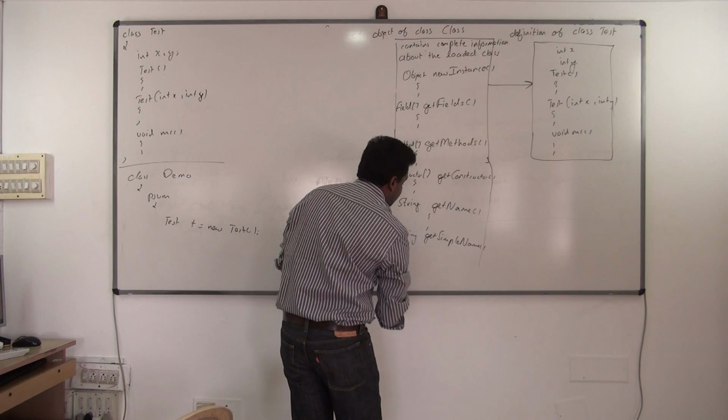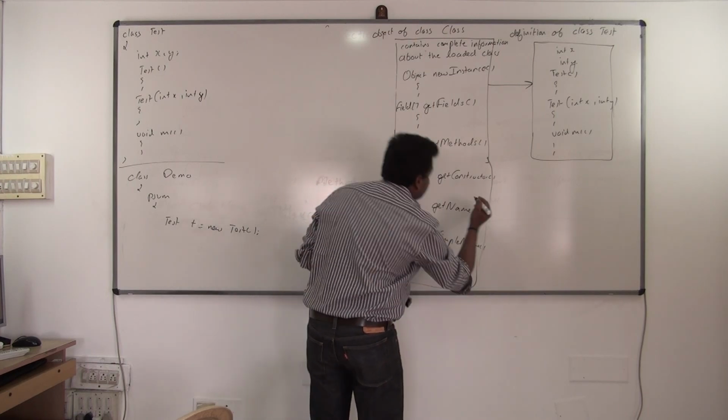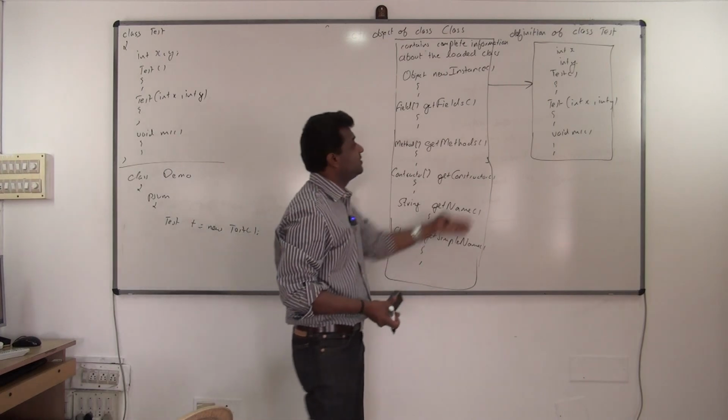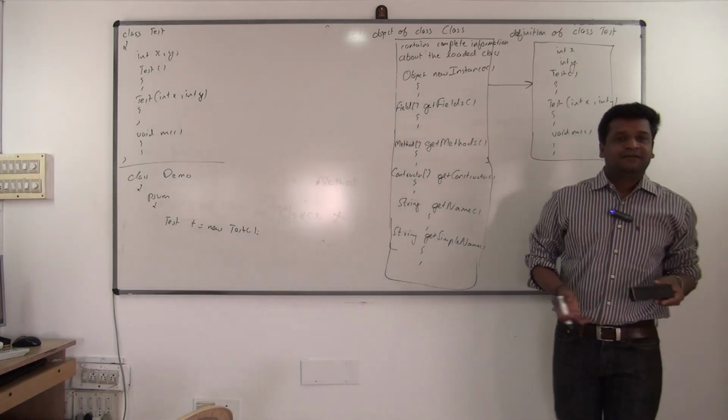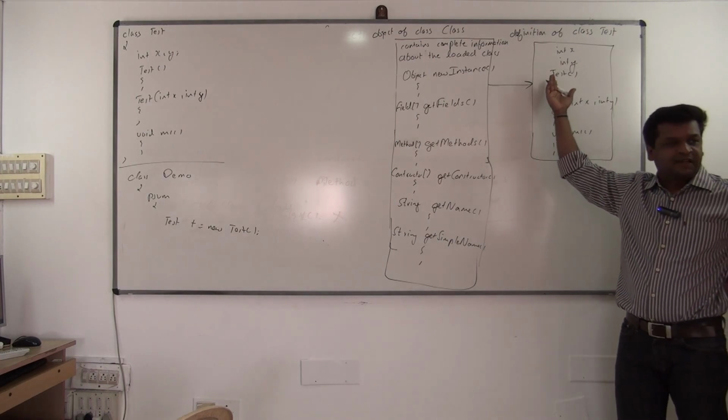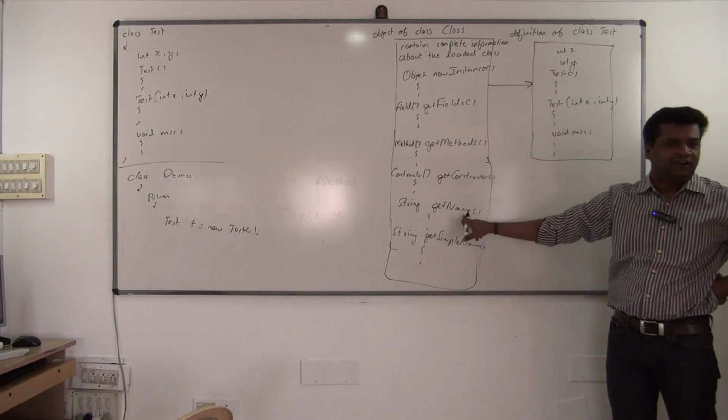So many methods are there. Get superclass, get subclass. These are all methods present now. Using these methods, I'll get the information. What are the different fields present here? What is the name of this class? Get name means it will give me a fully qualified class name.